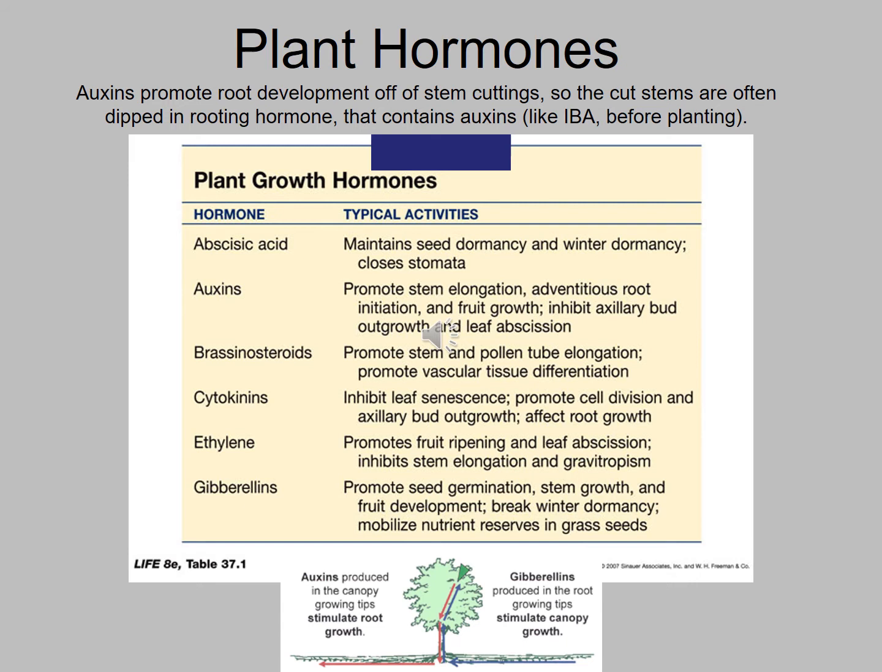Little side note here, if you look at the very bottom, auxins, those hormones that promote stem elongation, root growth, fruit growth, are produced in the leaves and the canopy, and when they stimulate root growth, they have to travel all the way down. You can see that little red arrow at the bottom of the diagram. So the auxins are produced in the leaves, and they have to travel all the way down to the root tips to stimulate the root growth. Another class of hormones are the gibberellins, and those are produced in the root tips, and they stimulate canopy or leaf growth. So it's almost like the hormones that are produced in a plant are produced far away from where they're actually taking action.